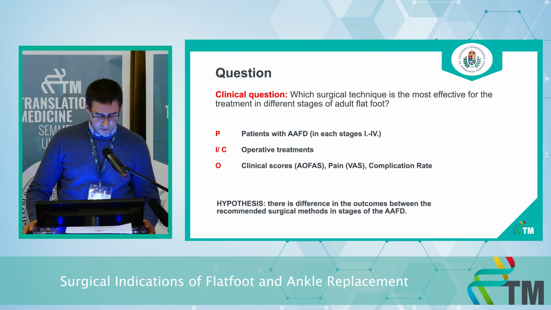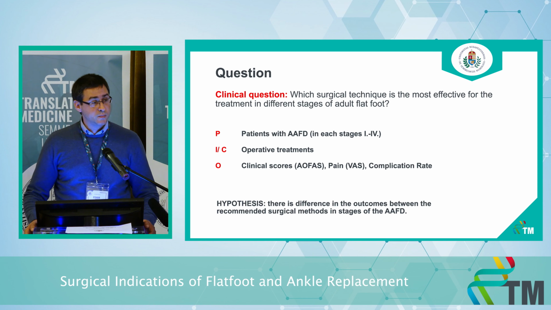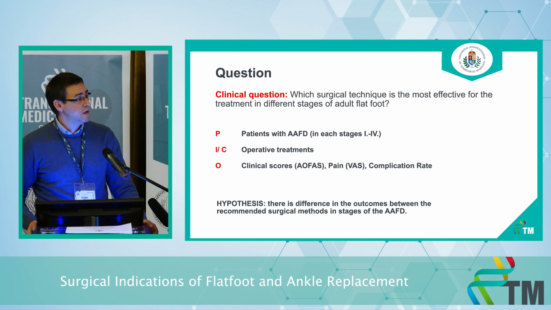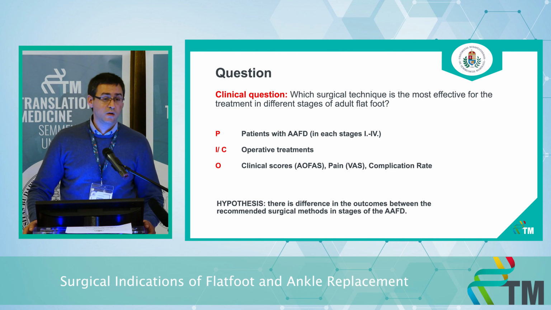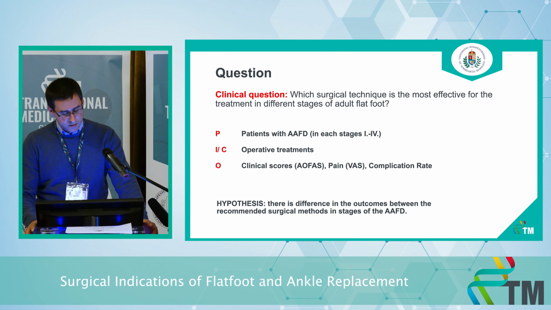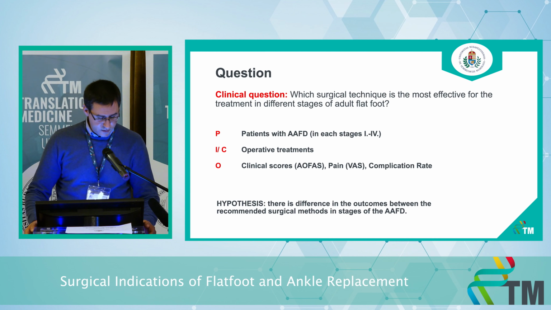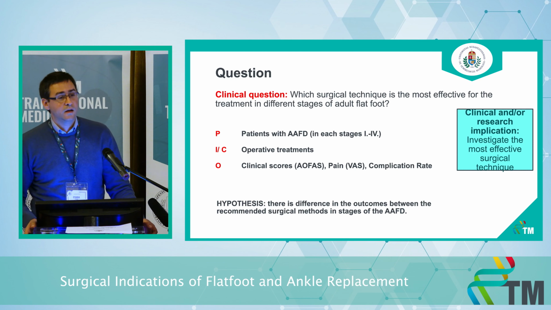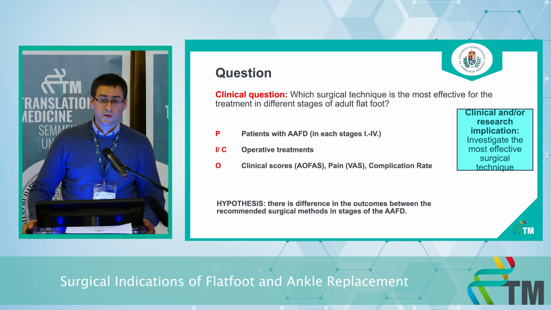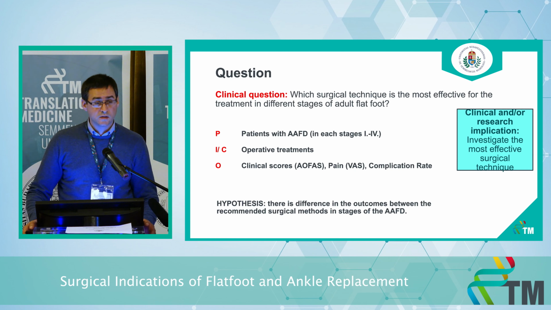Our primary outcome will be the American Orthopedic Foot and Ankle Society Function Score, the international function score, and the secondary outcomes will be the visual analog scale of the pain and the complication rate. Our hypothesis is there is a difference in the outcomes between the recommended surgical methods. And the clinical implication of our work is to choose the appropriate surgical technique in each case and to avoid unnecessary procedures and reoperations.